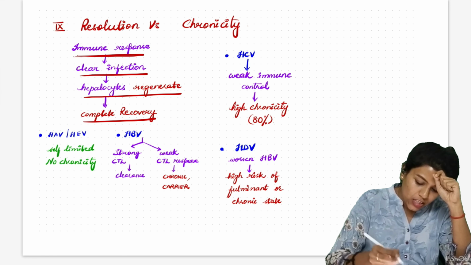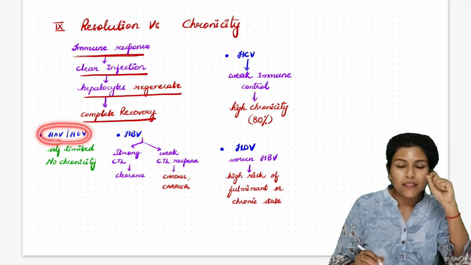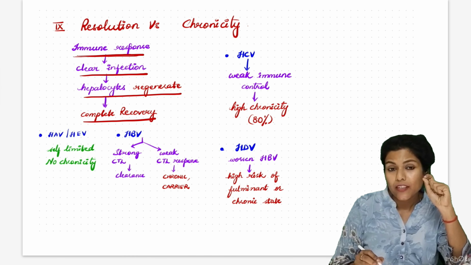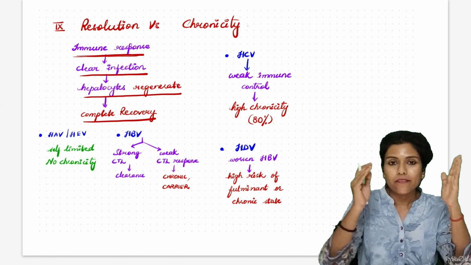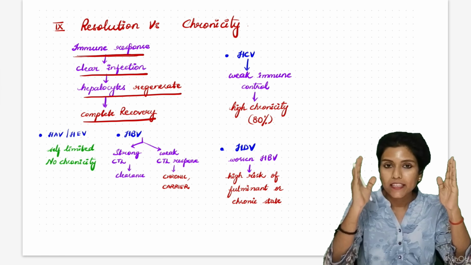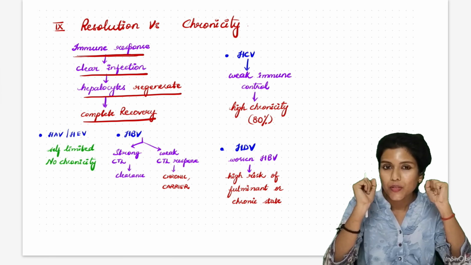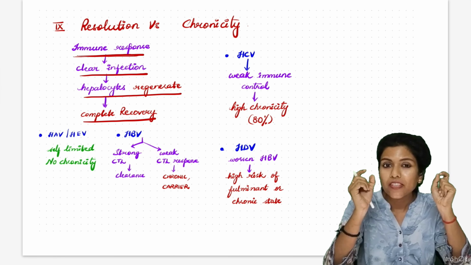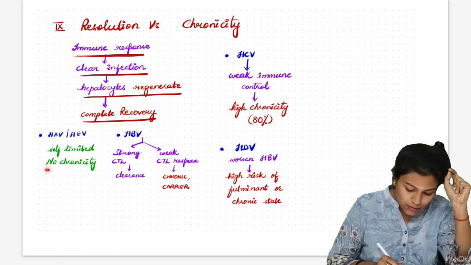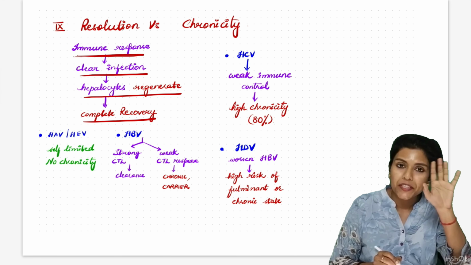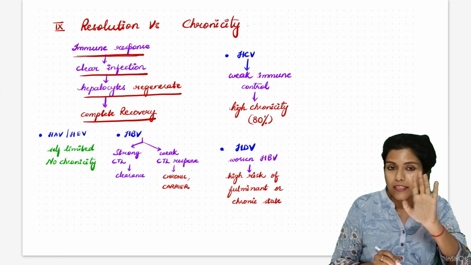Especially hepatitis A and E, since they have a short incubation period, as we discussed in the first video, 2 to 6 weeks. The first column and fifth column, A and E, have the shortest incubation period, and they spread by fecal-oral transmission. Therefore, they are self-limited and there will be no chronicity. Complete recovery occurs in hepatitis A and E.